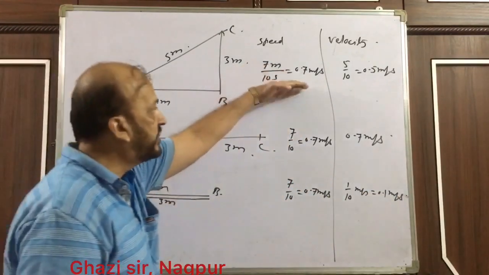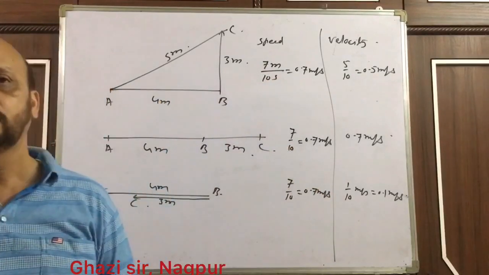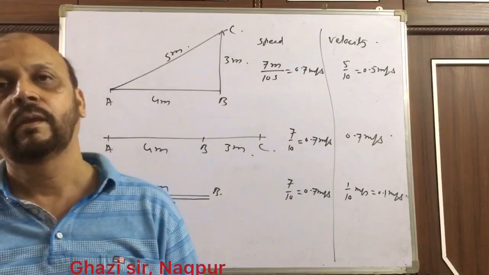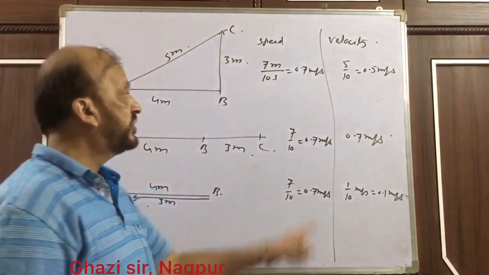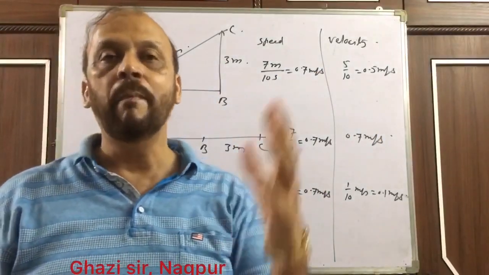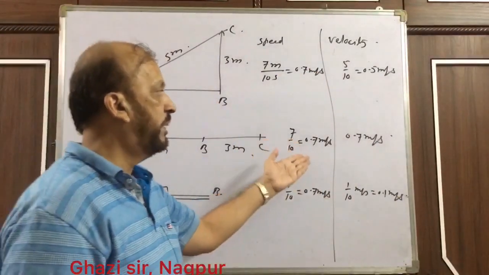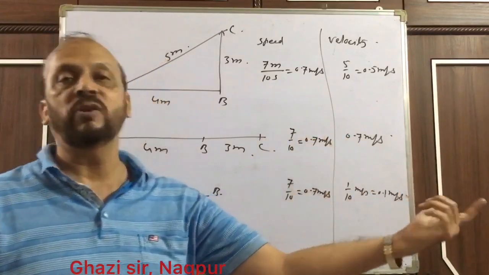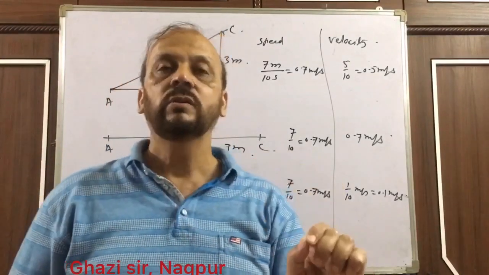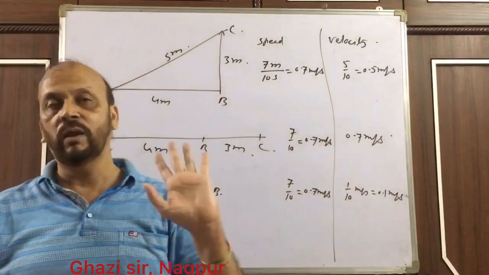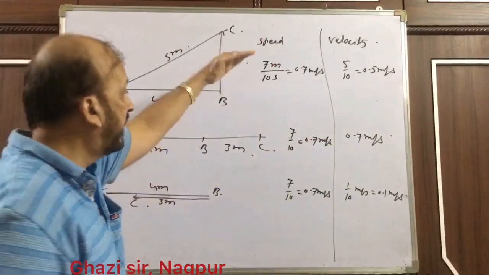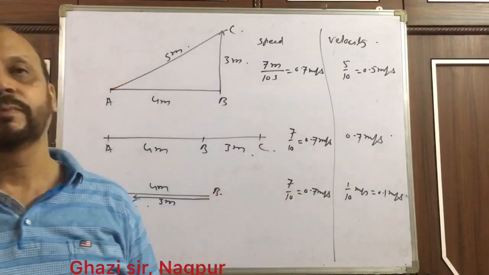In the first case and third case, speed and velocity are different, while in the second case speed and velocity are equal. That means the magnitudes of speed and velocity are equal, each of them is 0.7 meter per second, because in the second case distance and displacement are equal, therefore speed and velocity are equal. But in the first case and third case they are different.